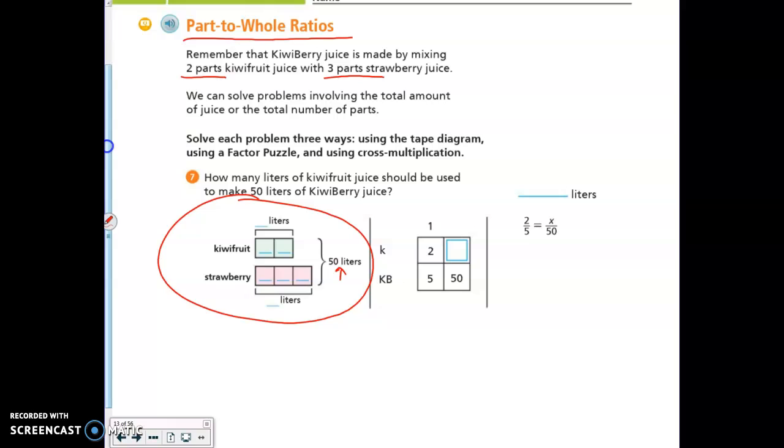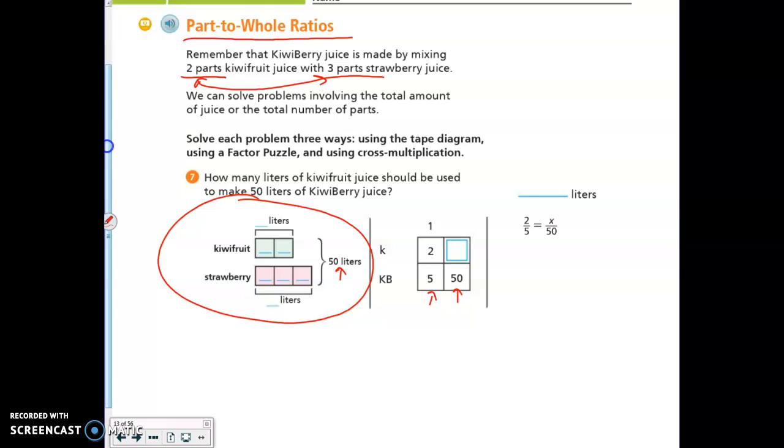So notice again that when we get to the factor puzzle, I'm not using the 2 to 3 ratio. I'm using 2 to 5. Well, where does the 5 come from? The 5 comes from adding my 2 parts together. 2 parts plus 3 parts gets us to 5 parts, and that is where our number comes from. And that seems to be the biggest struggle at this point.